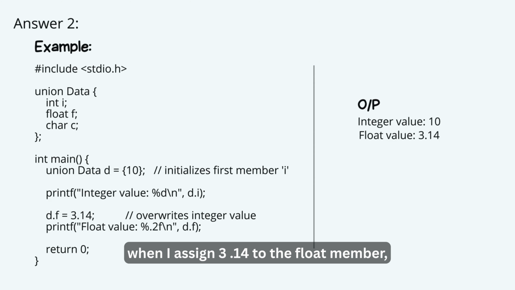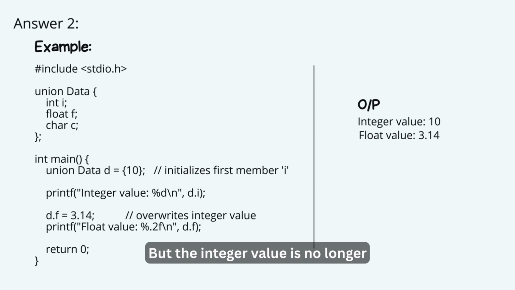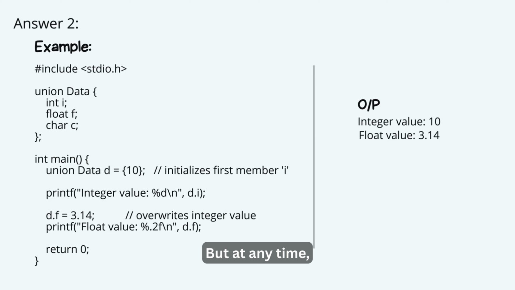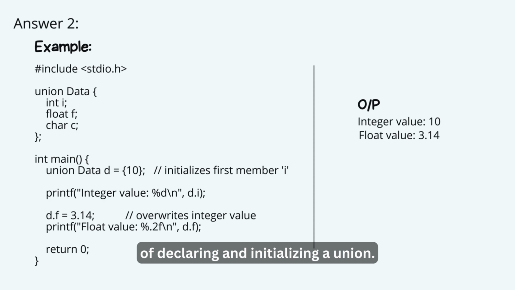After that, when I assign 3.14 to the float member, it overwrites the integer value because all members share the same memory. That's why the float prints directly as 3.14, but the integer value is no longer valid. So remember this clearly: a union saves memory, but at any time, only one member can hold a valid value. This is the correct syntax and example of declaring and initializing a union.